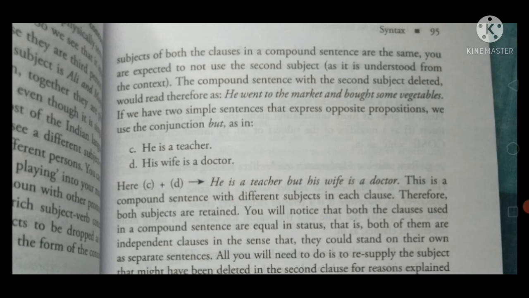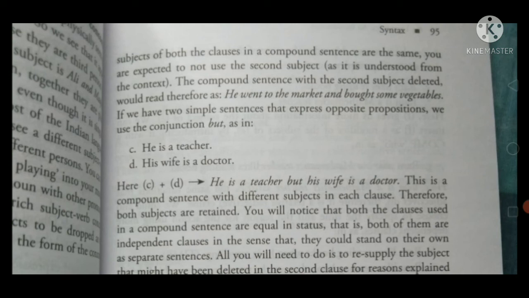A compound sentence with the second subject deleted would read therefore as: He went to the market and bought some vegetables. That is compound. What is the difference between compound and complex sentences? This is very important. So this is a compound sentence. It omitted or deleted the subject in the second clause.